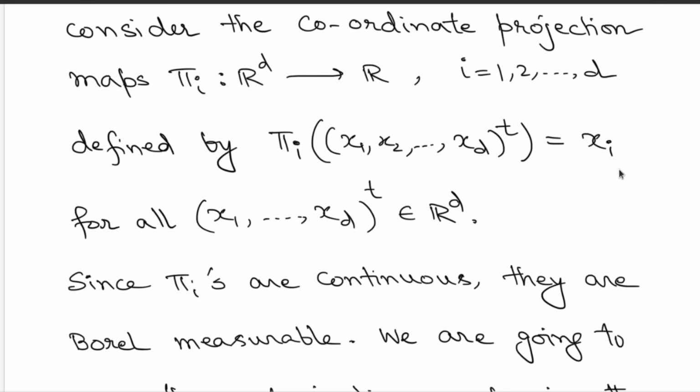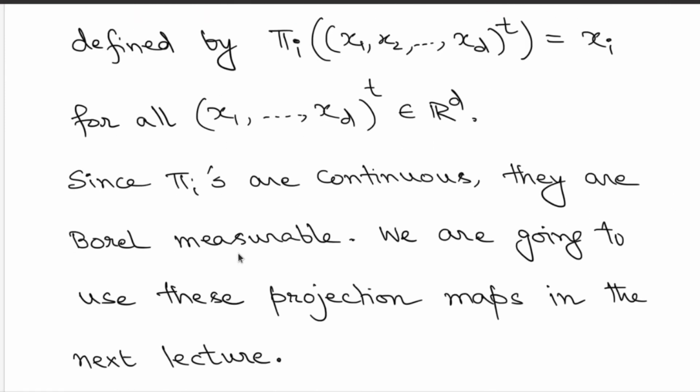This function is a continuous function, and as discussed above, these are Borel measurable functions from Rd to R, with the domain side sigma field as the Borel sigma field of Rd and the range side sigma field as the Borel sigma field of R. We are going to use these projection maps in the next lecture, where we will talk about the properties of measurable functions. Okay, so we stop here.